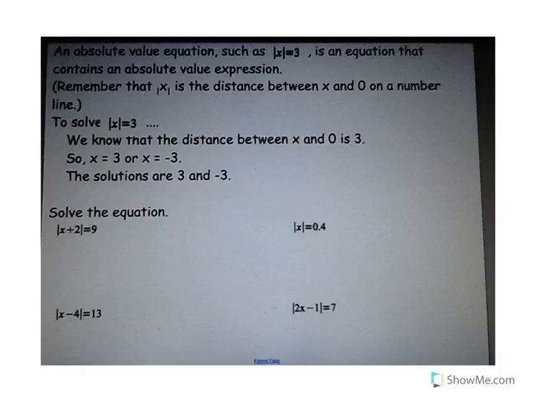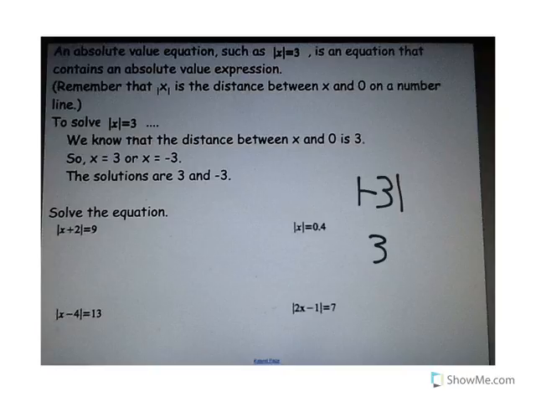Chapter 6, Lesson 5, Absolute Value Equations. So let's first of all remind ourselves what absolute value is. Absolute value is when you use these symbols here. And what that means is how far away the value inside the two lines is from zero.